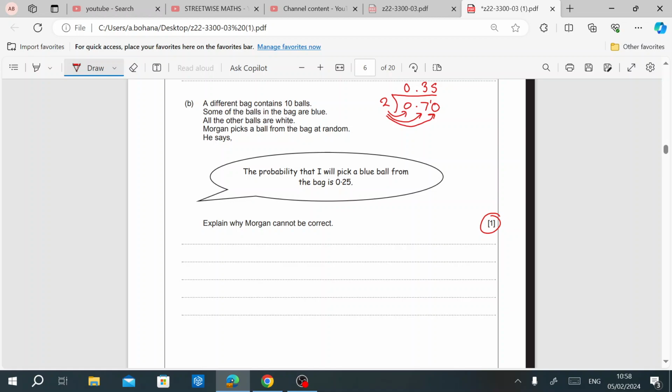Well guys, he can't be correct because let's say there was only 1 blue ball, that would be 1 over 10, so it's 0.1. Let's say there were 2 blue balls, that's 2 over 10, which is 0.2. Let's say there were 3 blue balls, it's 0.3. The answer can only be 0.1, 0.2, 0.3. You can't have half a ball, okay? So that's the reason why. It's up to you how you word that, okay? Basically, that answer is impossible. You can't do that.